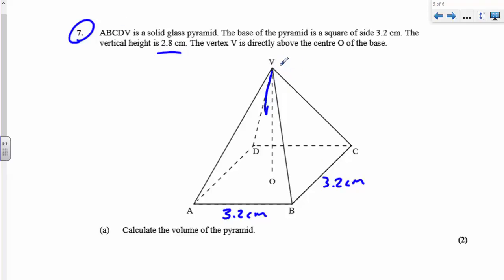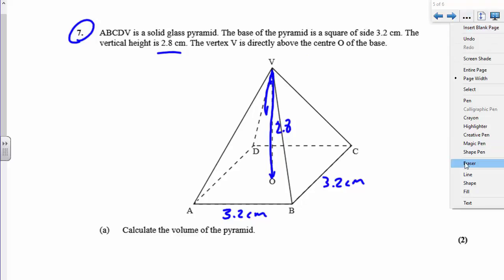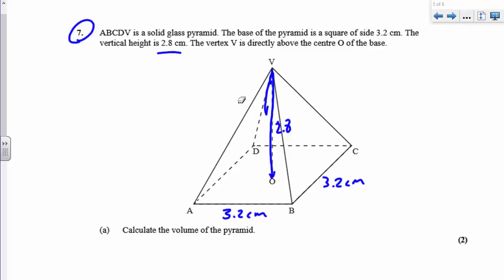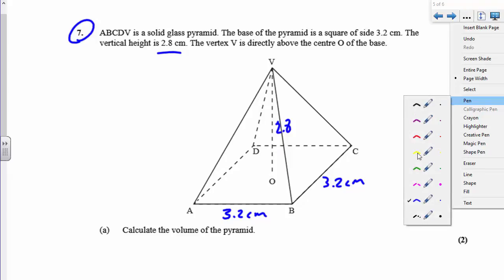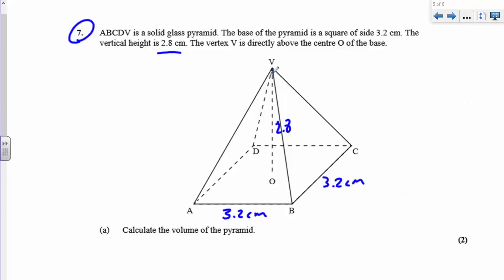That drawing is terrible. Look at that, I can't even draw a straight line. This right here, this distance is 2.8. I really need to get the eraser out. It's kind of embarrassing, I can't draw. Let's erase this whole thing again. Good grief. Let's get this pen going and try this again. There we go, much better.